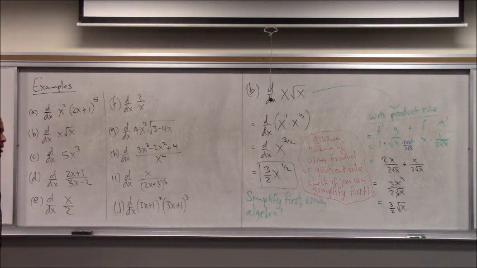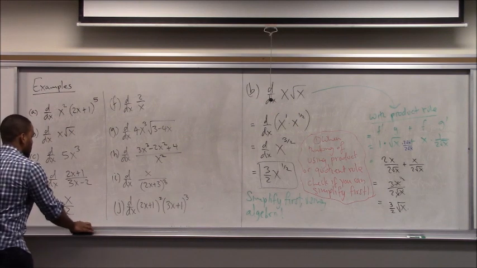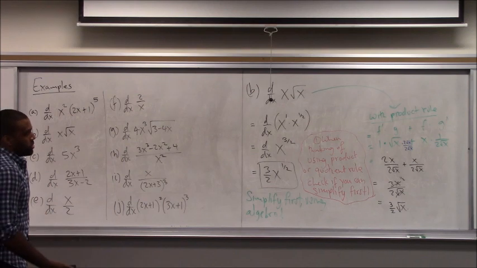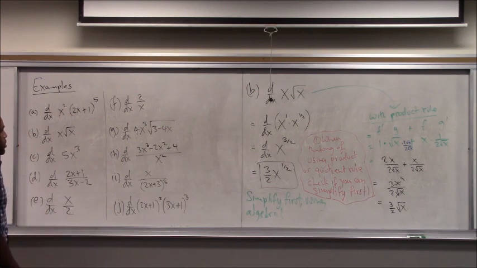This is not a terribly complicated example, but there are some where you just regroup after you apply a rule you didn't have to apply, and it's really a lot of work, right? In this case, I wouldn't actually do the product rule. I would just say, hey, that's x to the third over 2.